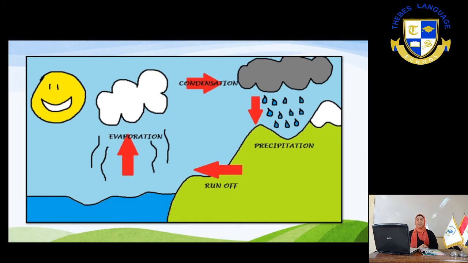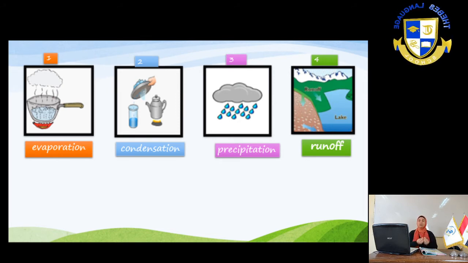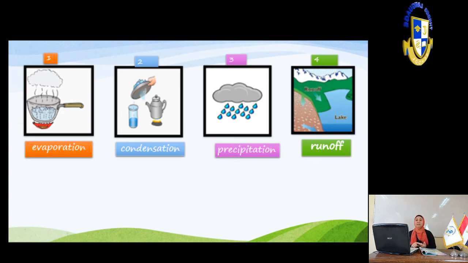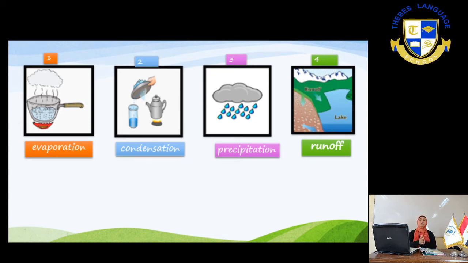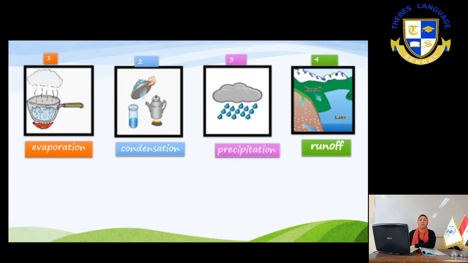Okay. In the next slide, you will see 4 pictures showing you the meaning of each step of our water cycle. First one is evaporation. If you go to the kitchen with your mommy and she is boiling or cooking water on the stove, you will find the water like this making vapor. This is the evaporation. When the water is heated, it makes water vapor like this.